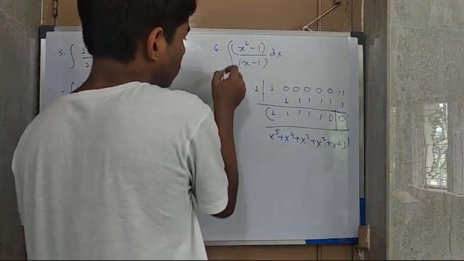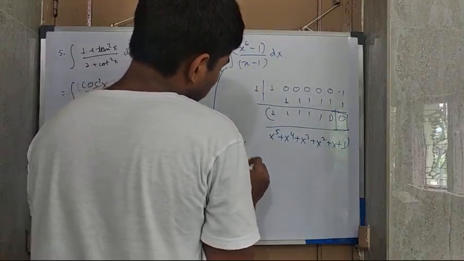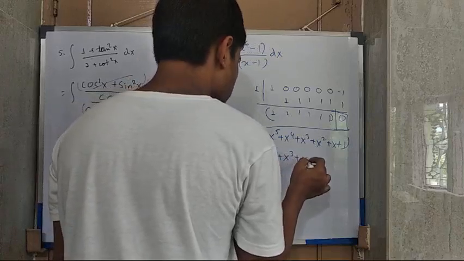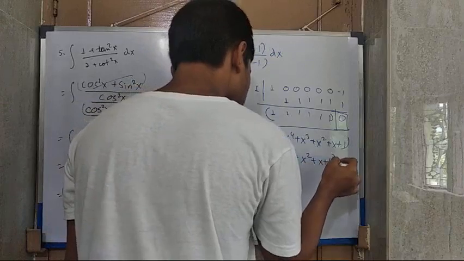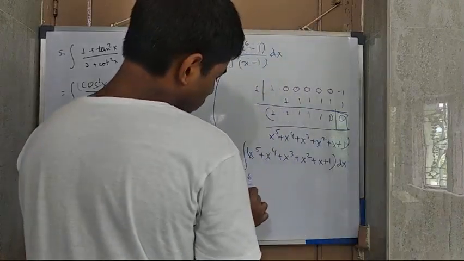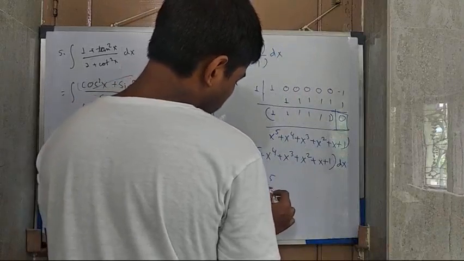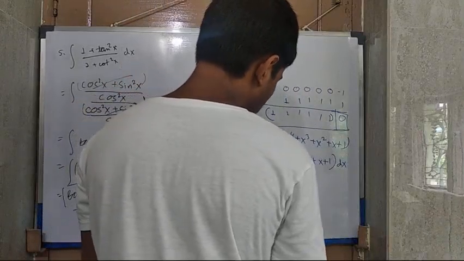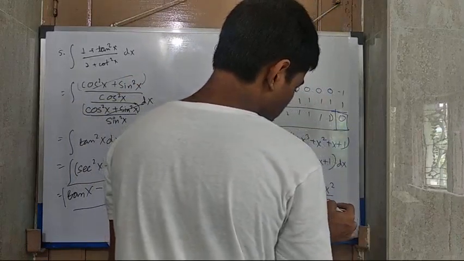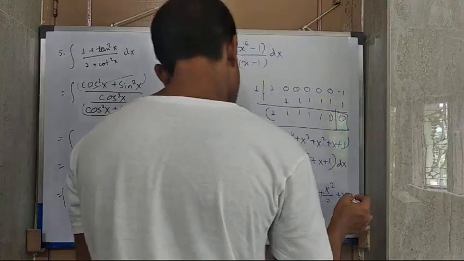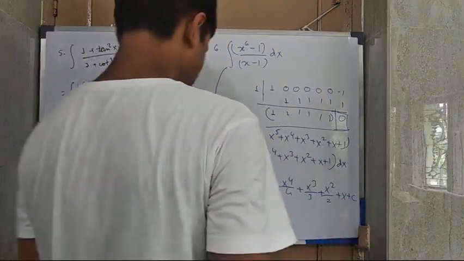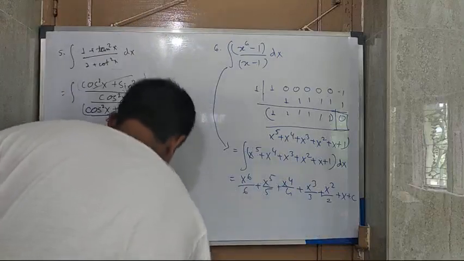So this can be simply written as the integral of x to the power 5 plus x to the power 4 plus x cubed plus x squared plus x plus 1 dx, which can be written as x to the power 6 by 6 plus x to the power 5 by 5 plus x to the power 4 by 4 plus x cubed by 3 plus x squared by 2 plus x plus c. So this is the answer of the sixth integral. Now let's proceed to the seventh one.